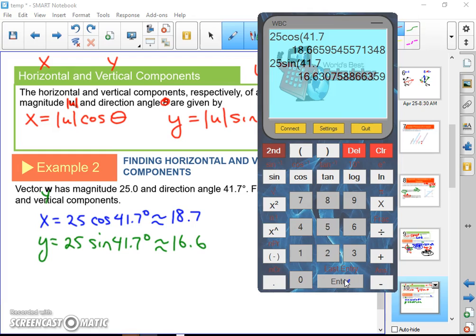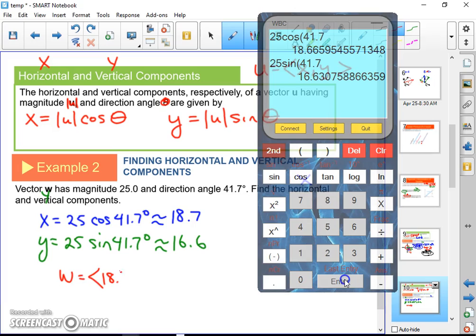Now sometimes it might ask you to put it in vector form. So you might have to write it as a vector, and so it might look something like this. But that's the same thing. You've got your horizontal and your vertical right there.